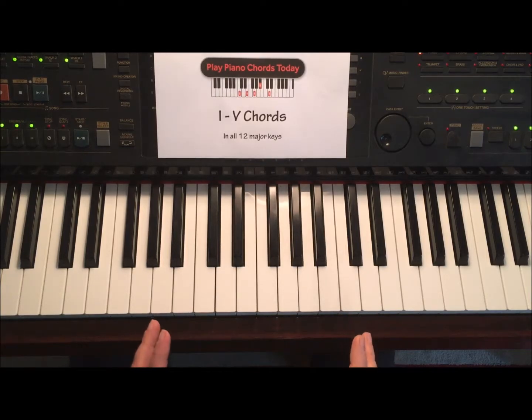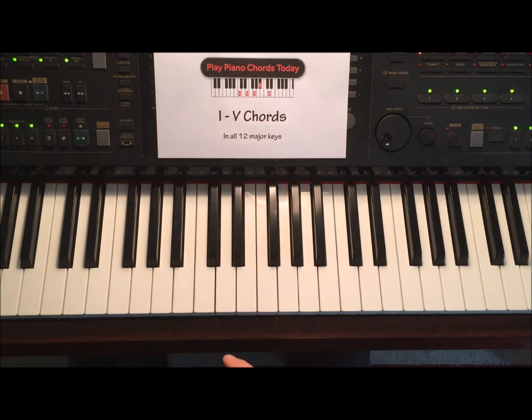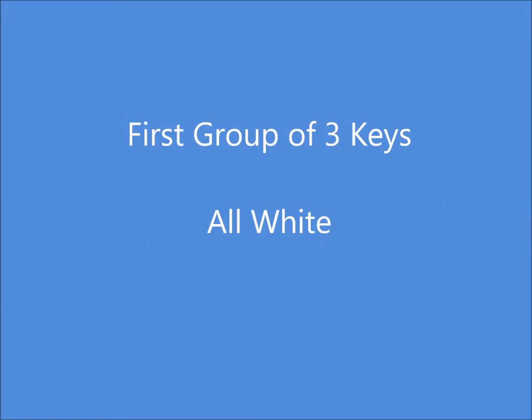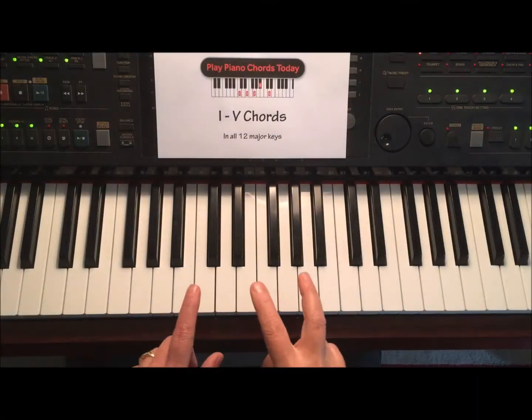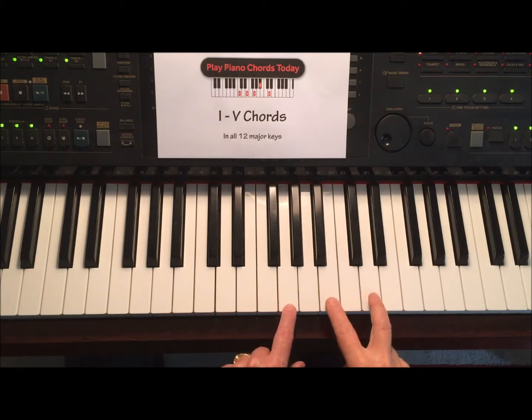This is step 2 towards finding the most common chord progression, 1, 4, 5, 1, in all the keys. Today we're going to look at the 1, 5 chords in the 12 major keys. Here we go. Starting with C major, the key of F major, and the key of G major.